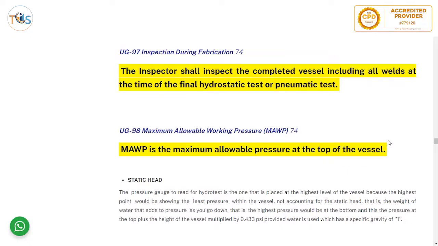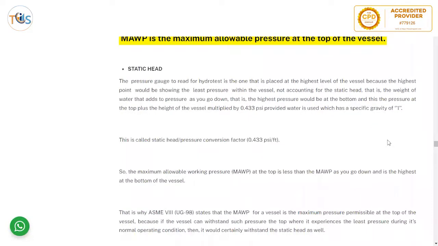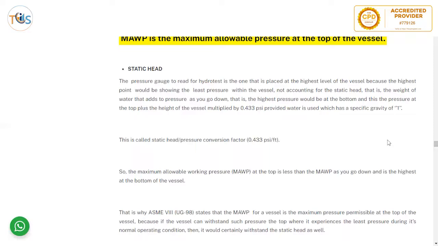Maximum allowable working pressure is the maximum allowable pressure at the top of the vessel. Static head: the pressure gauge to read for hydrostatic test is one that is placed at the highest level of the pressure vessel, because the highest point would be showing the least pressure within the vessel, not accounting for the static head. That is the weight of the water that adds to pressure as you go down. The highest pressure would be at the bottom, and this is the pressure at the top plus the height of the vessel multiplied by 0.433 psi, provided water is used which has a specific gravity of 1. This is called a static head.